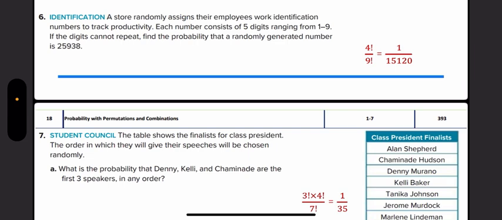Now, is there any repetition? He said the digits cannot repeat, so there is no repetition. Is there anything that is unknown? No, I know the number. It's 2, 5, 9, 3, 8. I know the order of the digits, so I will leave it that way.